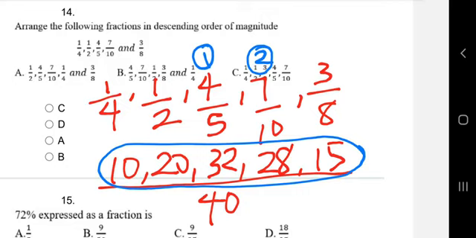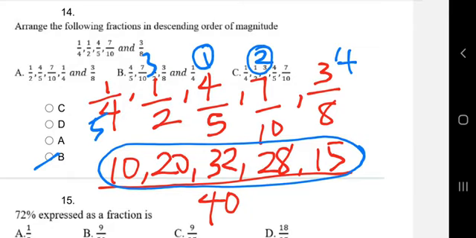And followed by 20, which is 1 over 2. So this will be 3. Then followed by 15, which is this one, 3 over 8. And the last one is 1 over 4. So let's now pick which one starts with 4 over 5. That's option B, followed by 7 over 10, followed by 1 over 2, followed by 3 over 8, and followed by 1 over 4. So that is option B. I hope this is very clear.